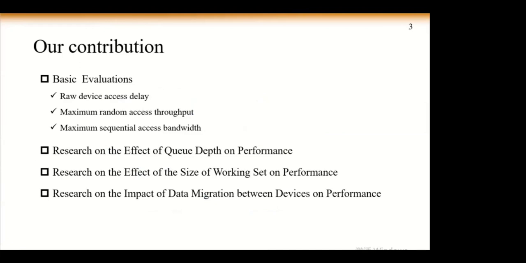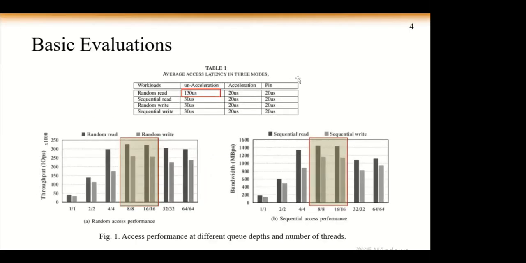Our contributions are as follows. First, we evaluated the basic performance, and then we studied the impact of other factors, including queue depth and the size of working set. Finally, we explored the impact of data migration between devices on performance. Table 1 shows the average response latency under single thread and single queue depth.